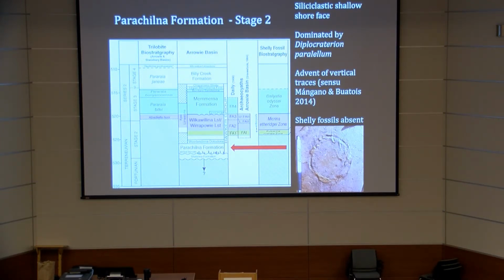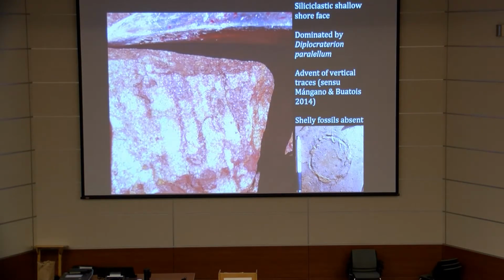Now, if we go above that to the Chillner Formation, it's essentially a siliciclastic shore-face succession, but the big difference here is that it's essentially a pipe rock. It's dominated by Diplocraterion and it's churning away. Very good indication based on Gabriella and Louis' work that we're in stage 2, definitely at this stage, with the unconformity gap somewhere in between. Shelly fossils are absent from this particular part of the succession.